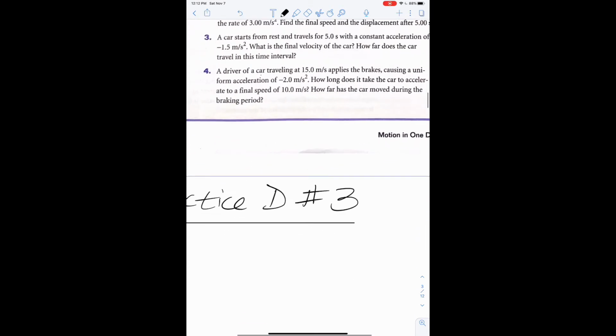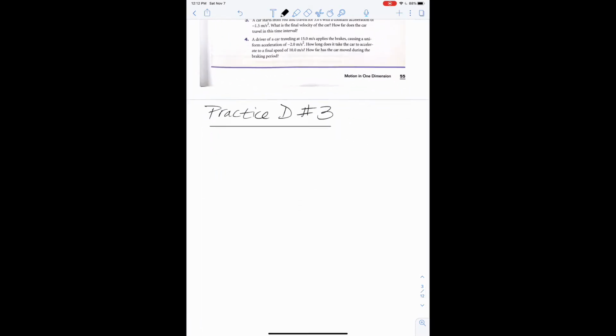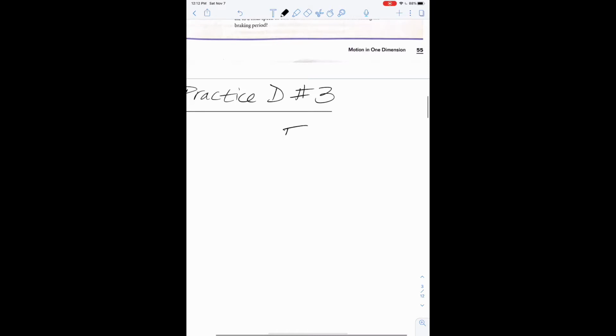Okay, so the car is starting from rest. Let's go ahead and draw this. So I'm going to have the car facing left, and I'll point out why here in a second.